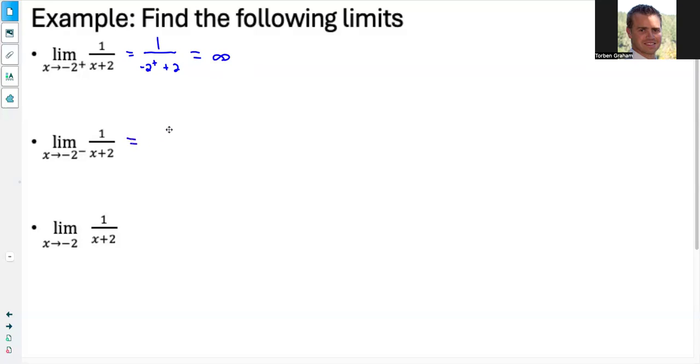Now this one, we've got 1 over -2 from the negative side plus 2. So for example, -2.0001 plus 2 is going to give us a very small negative number. So 1 divided by that is going to give us negative infinity. Now, because these did not equal each other, our limit as we approach -2 does not exist.